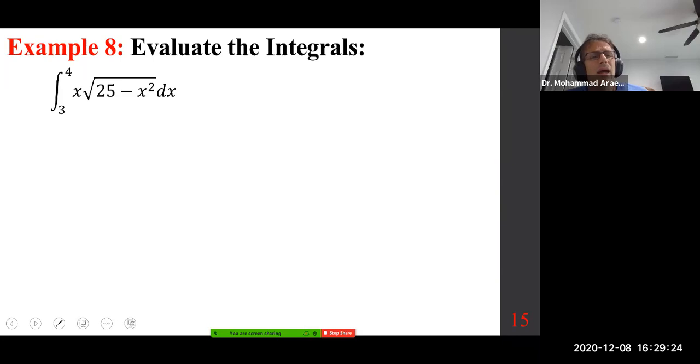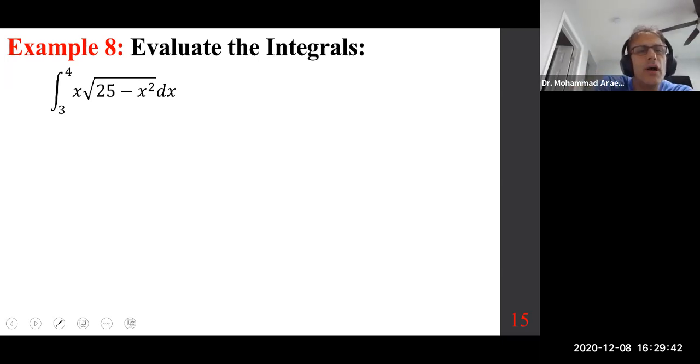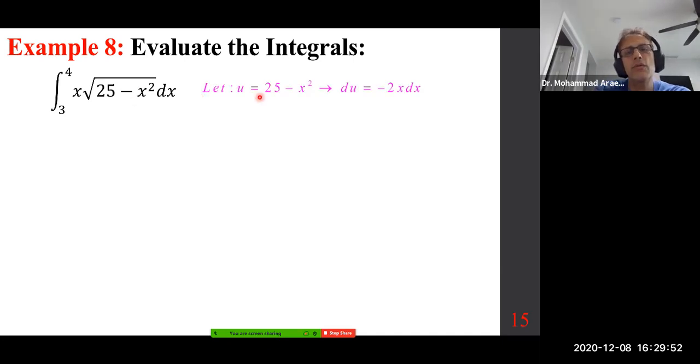All right. Here's another example that requires the substitution. Again, we don't worry about this integration. We've seen it. We should be comfortable with that. We've done it a number of times. So let u be 25 minus x squared. Okay, then du becomes negative 2x dx.